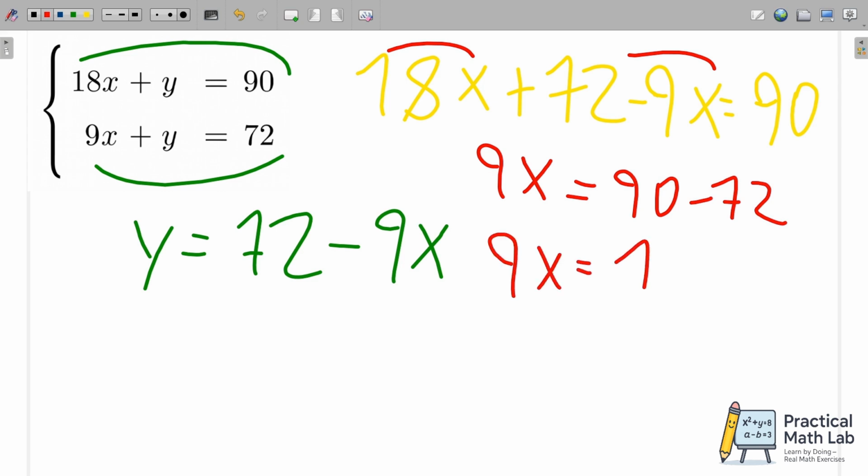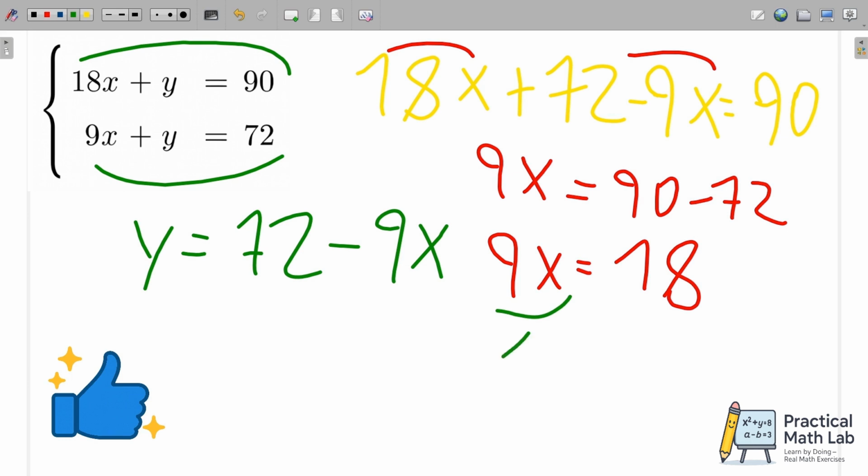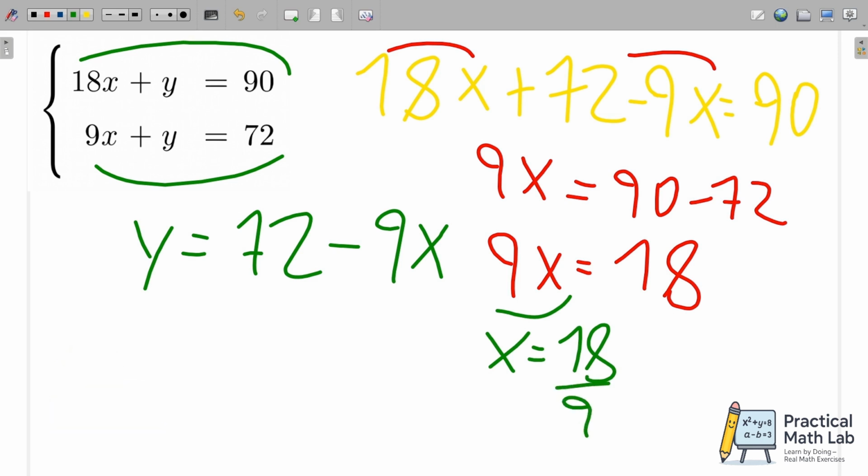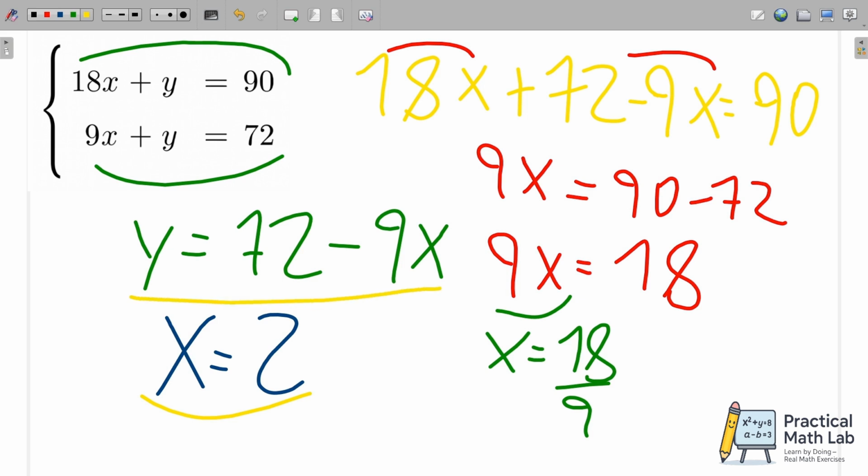It equals 18. Here it's a multiplication, so we move it to the other side as a division. So it becomes x equals 18 over 9. Let's do it here on the side. x equals 2. If x equals 2 and y equals 72 minus 9x, now we just need to substitute.